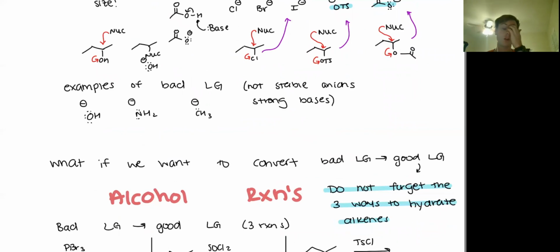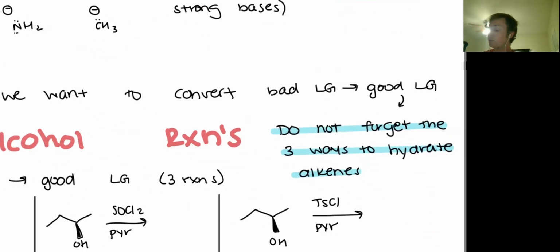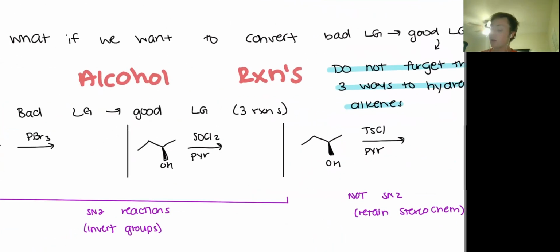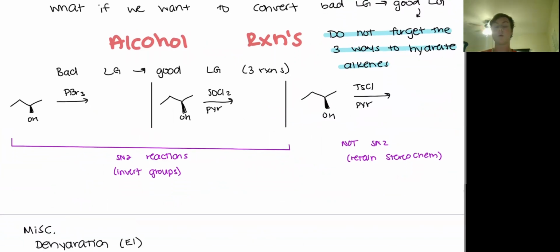And so I'm going to briefly go over a lot of the alcohol reactions, but just to reiterate, don't forget the 3 ways that we can hydrate alkenes, because when we have alcohol reactions, we need to think about how we get to that alcohol in order to do these reactions, because in synthesis questions, it could come up and you have to know where to put the alcohol in order to end at the right target. But there are 3 reactions that we really will utilize in order to convert an OH leaving group into a good leaving group.